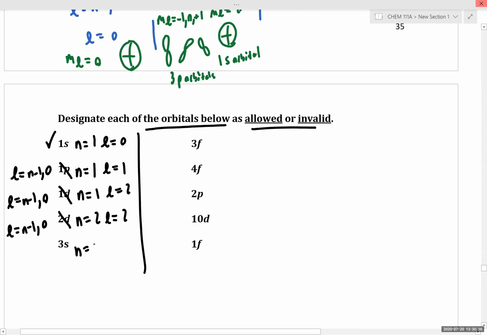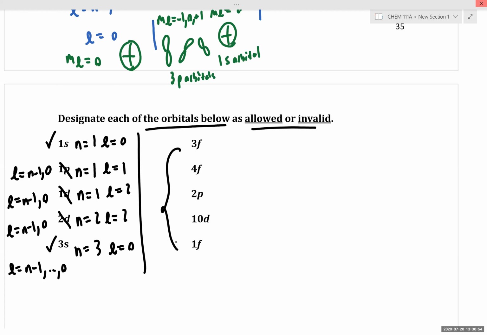Finally, a 3s orbital, which is n equals 3, L equals 0. If L can count from n minus 1 all the way to 0, is a 3s orbital allowed? Yes, it is. Perfect. So now what I want us to do is to look at the following set of orbitals and describe each of the orbitals as allowed or invalid. And we'll discuss this example in about 3 to 4 minutes.